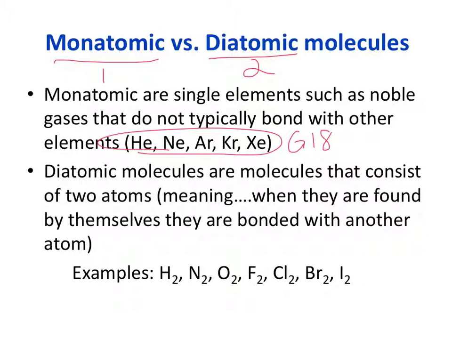Now, you have some diatomic molecules, meaning that when these atoms are found by themselves, they're going to be found bonded with another atom like itself. These are your 7 right here, and you have to memorize them. You have to know that when those are found by themselves, they are diatomic, meaning you're going to see 2 atoms. Now, there's a couple of different ways you can try to remember this.